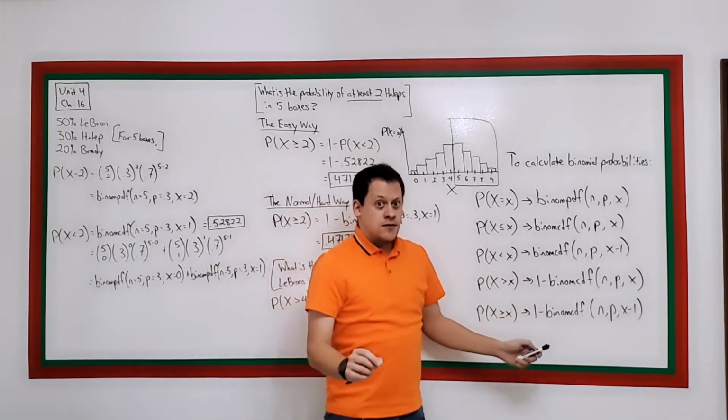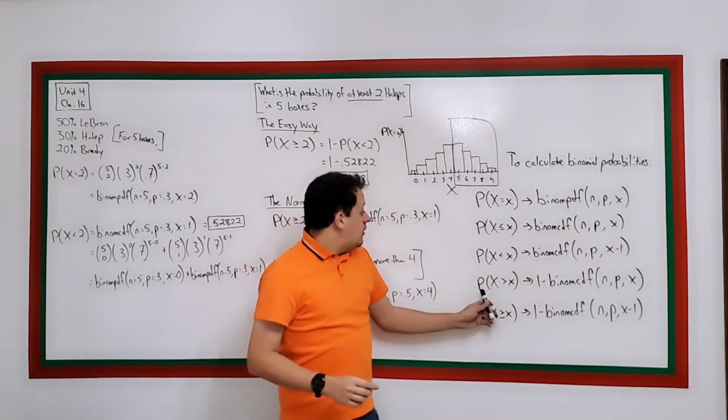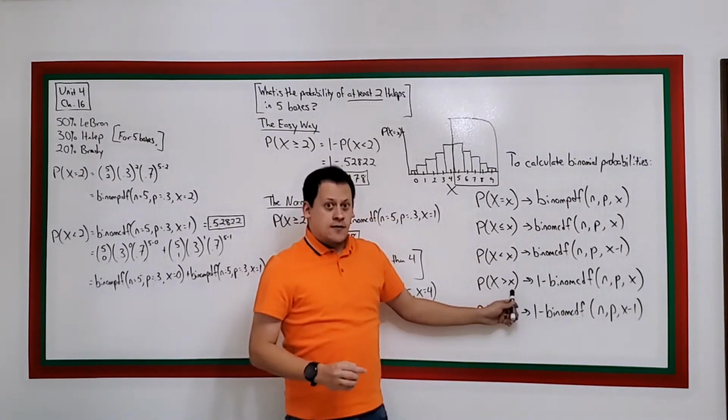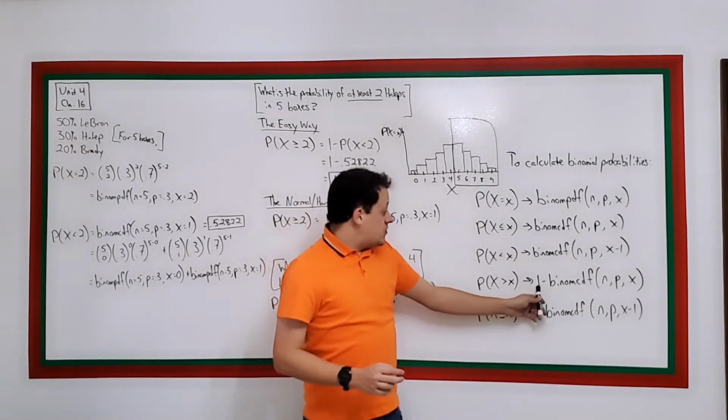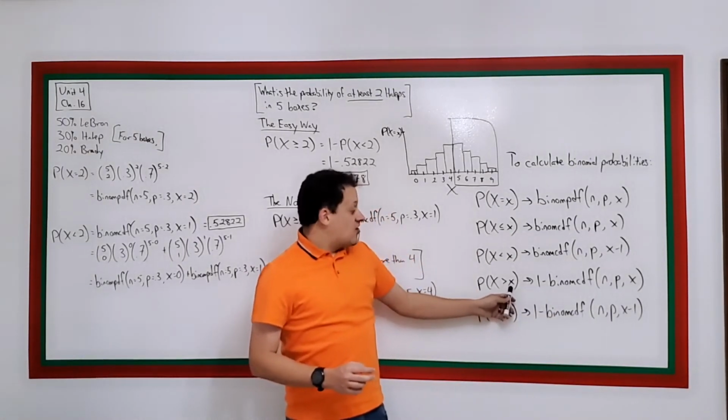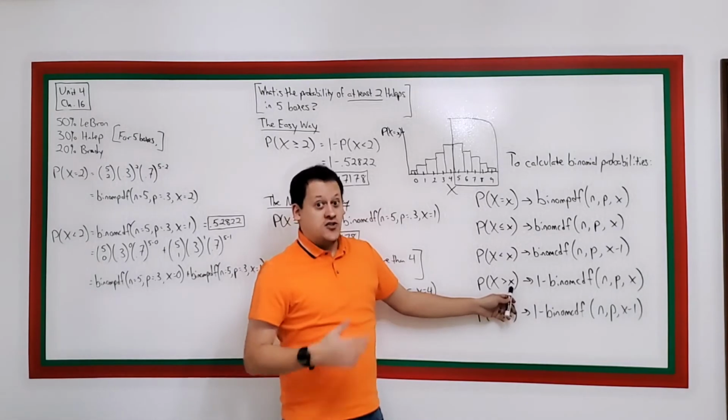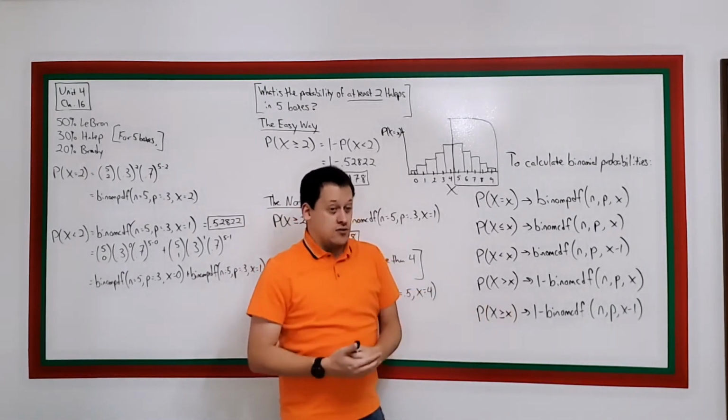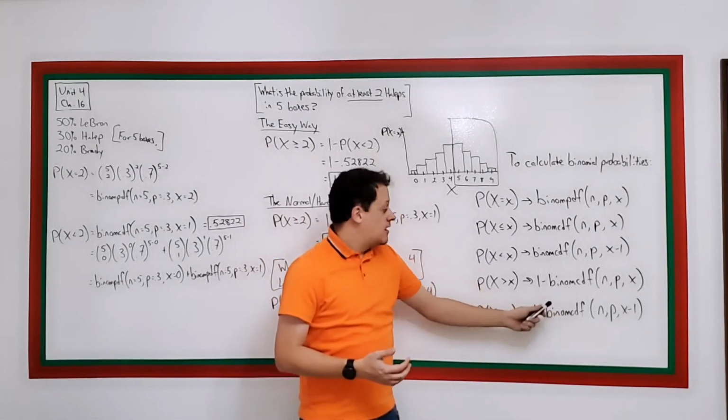Don't just memorize, right? If you want to know the probability that x is greater than 3, then you need to take the complement, because this is going to start above 0. You need to take the complement so you can start at 0. That's what Binomcdf does.